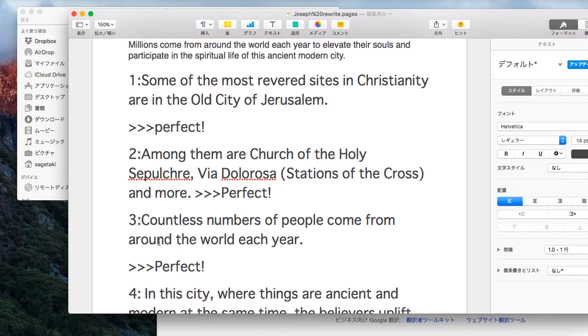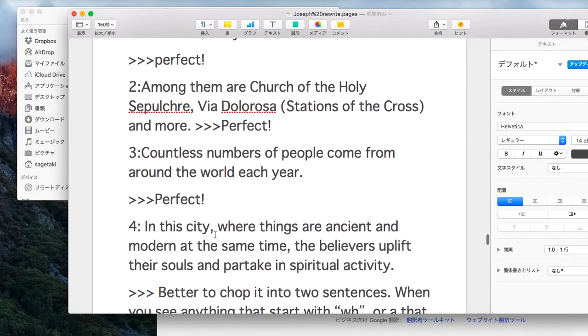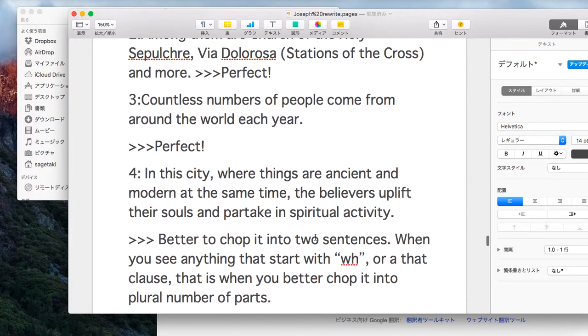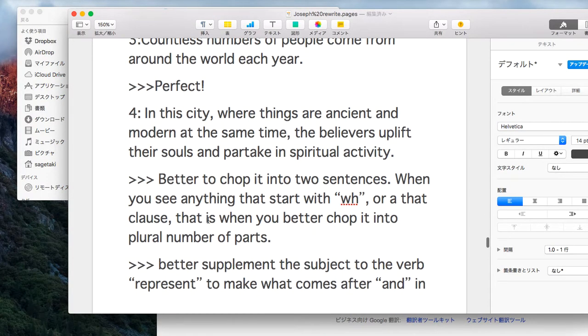What about number three? Countless numbers of people come from around the world each year. Oh, this is perfect. What about number four? In the city where things are ancient and modern at the same time, the believers uplift the souls and partake in spiritual activity.